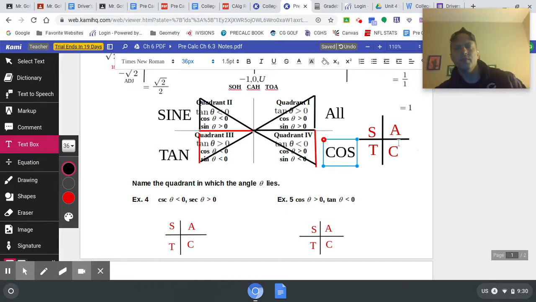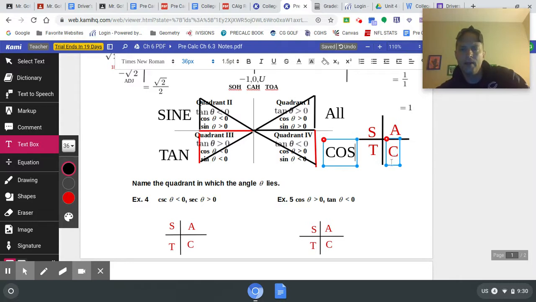All right. So all students take calculus. ASTC is referring to what trig function is positive. All three are positive. Only sine is positive in quadrant 2. Quadrant 3, only tangent is positive. And then quadrant 4, only cosine.